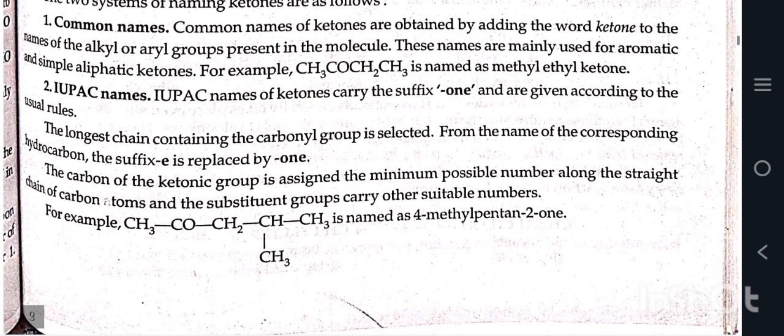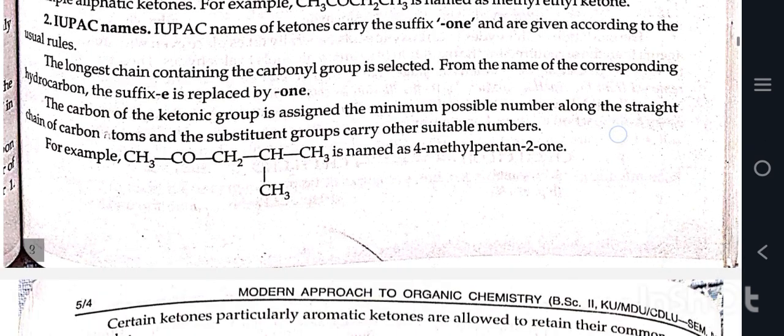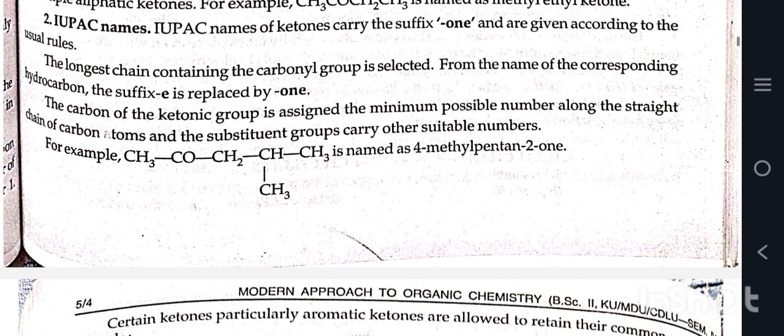The longest chain containing the carbonyl group is selected. From the name of the corresponding hydrocarbon, the suffix "-e" is replaced by "-one". The carbon of the ketonic group is assigned the minimum possible number along the straight chain of carbon atoms, and the substituent groups carry other suitable numbers. For example, CH3COCH2CH(CH3)CH3 is named as 4-methylpentan-2-one.